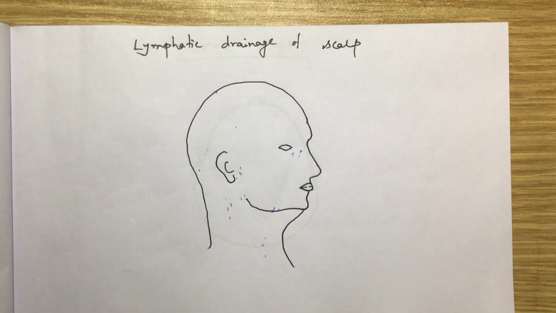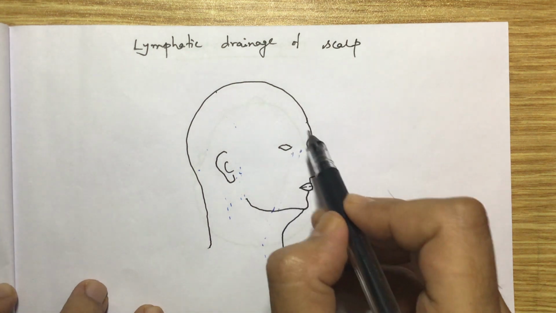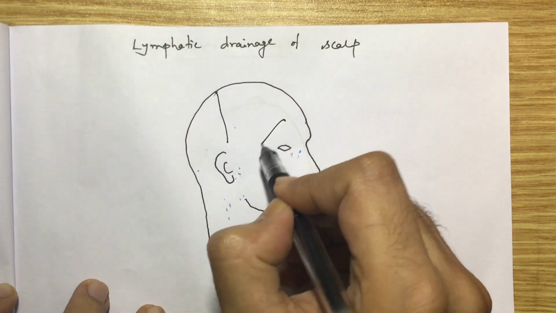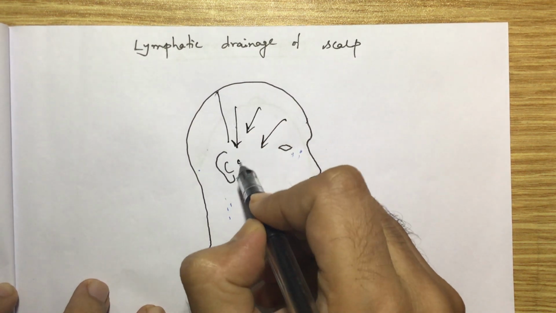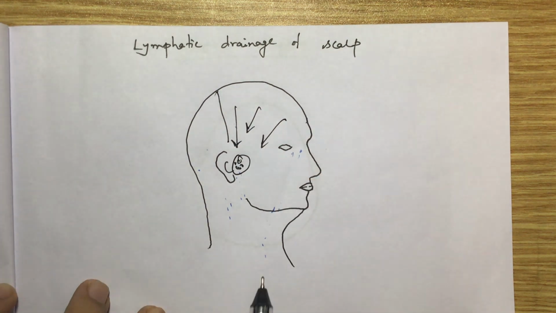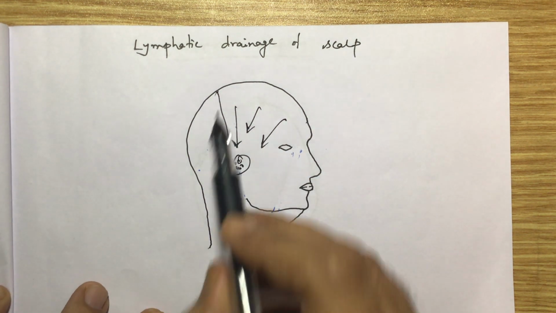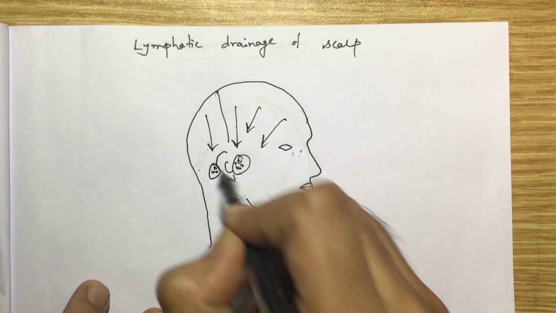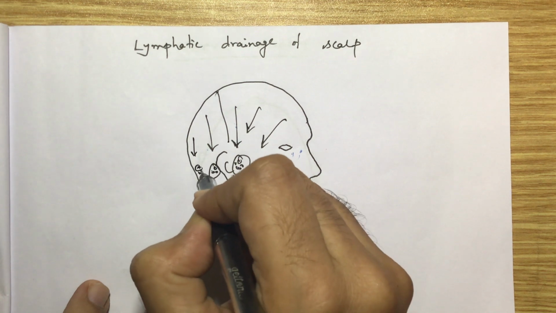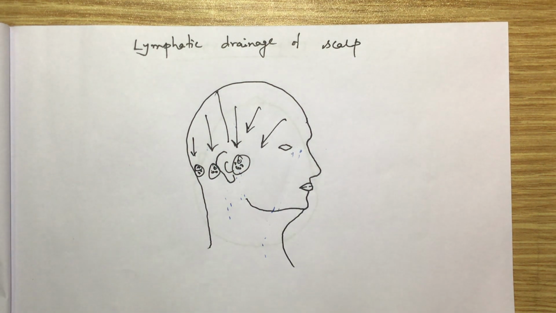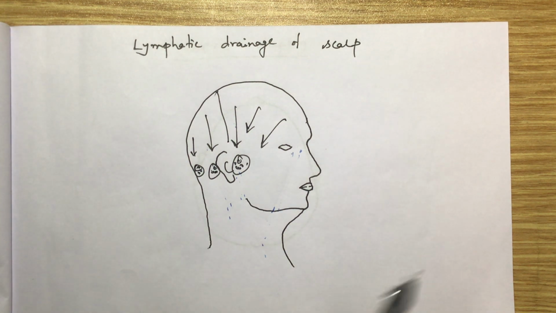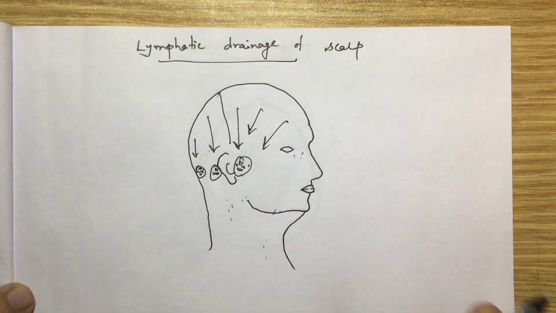Now regarding the lymphatic drainage, from the anterior part of the scalp, except the lower part of the forehead, say from this zone, they drain into the pre-auricular group of lymph nodes. From the posterior part, they drain into the post-auricular or occipital group of lymph nodes. So pre-auricular, post-auricular and occipital, that is the lymphatic drainage of the scalp.